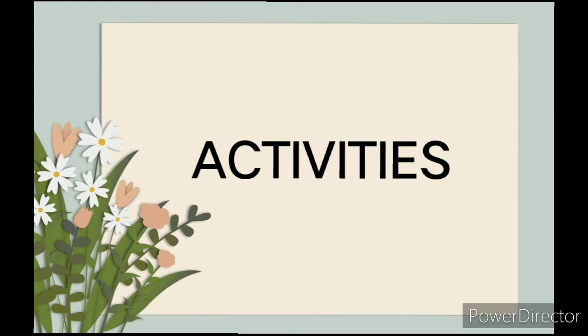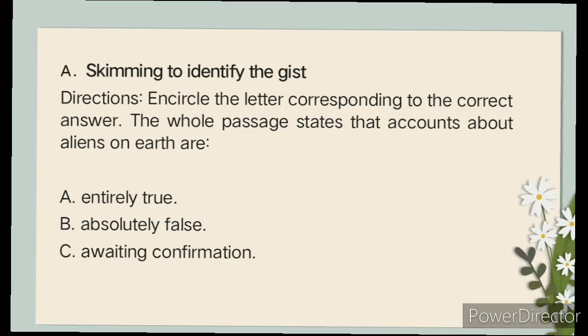So, the story is about an alien creature in Roswell, New Mexico, USA. In connection with the story, here are some of the activities we could use for the intermediate high proficiency group, or the decoding skills that enable children to read text. First, we have skimming to identify the gist. So, let's read the directions. Encircle the letter corresponding to the correct answer.